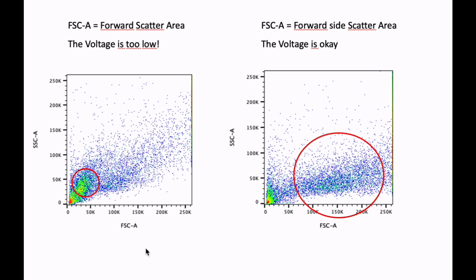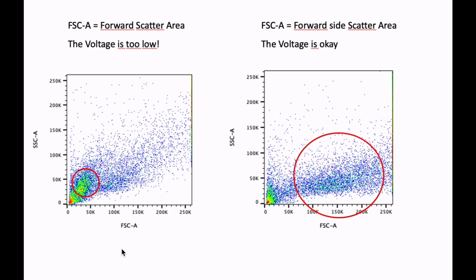So for example, in this case, your cells are more on the left and are very close to the debris, because the debris is usually located in the bottom left corner, since it has very low values of forward scatter area and very low values of side scatter area. And your cells are clearly moving to the left, so you're losing them, let's say. You can see them, but you're losing them. They are not really distinguishable, right?